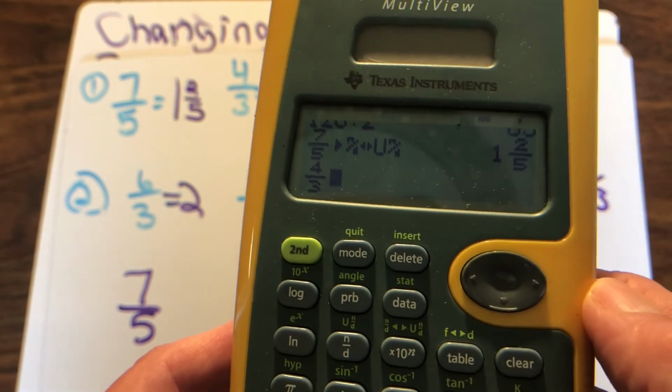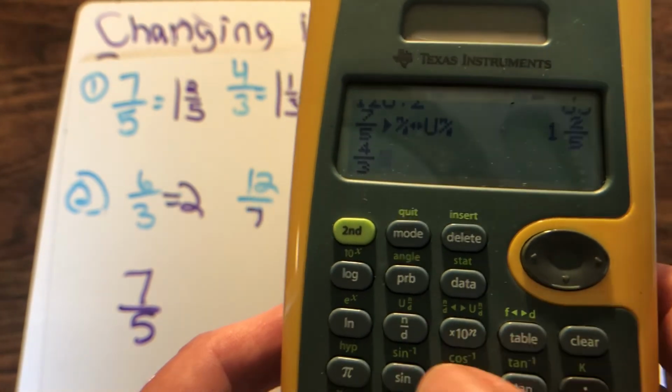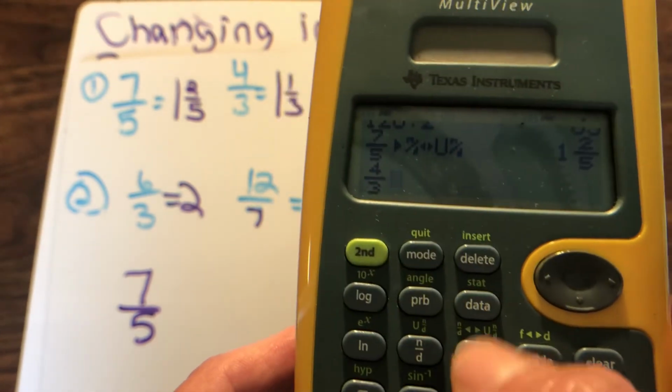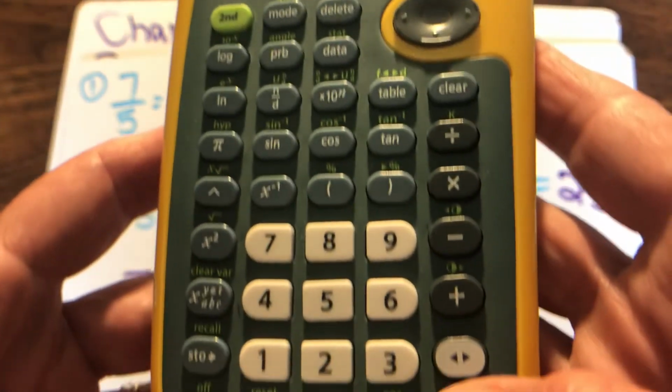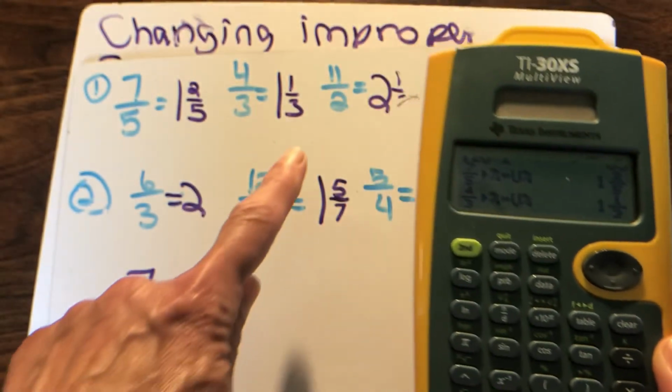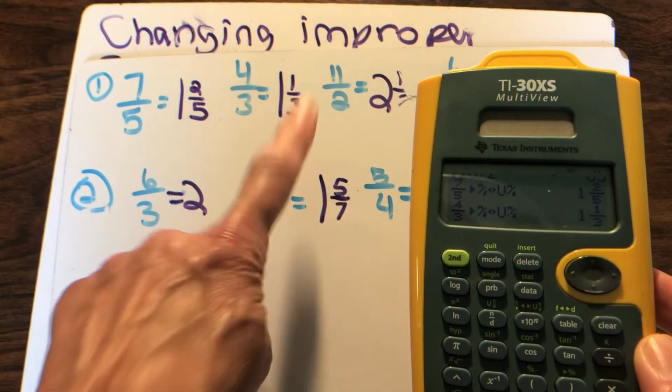So I'm going to scoot it over because I'm finished with my fraction. Then because I need to get to the green here to change it, second, times 10 to the n, and enter. And there's your answer, 1 1/3. So you can go and check with your calculator.